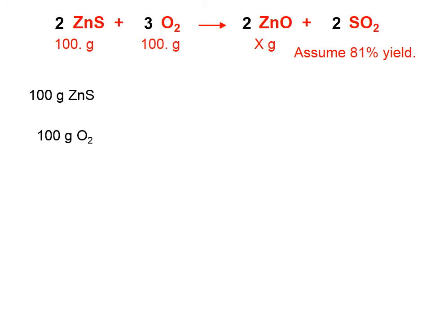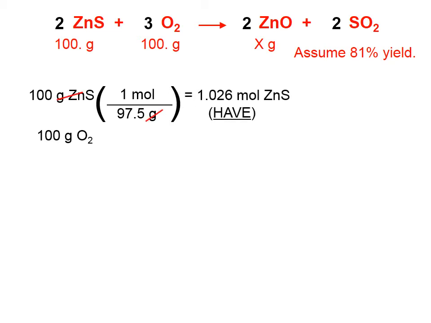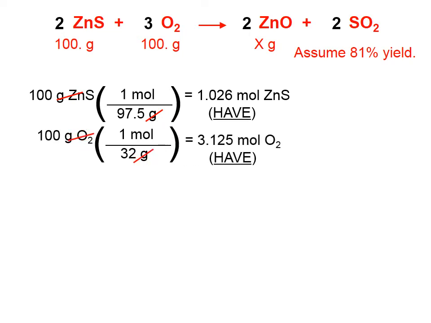We're going to take each of the amounts of reactants and we're going to convert them into moles. The molar mass of zinc sulfide is 97.5 grams, which means the number of moles of zinc sulfide that we have is 1.026. We're going to do the same thing with grams of oxygen. The molar mass of O2 is 32. 100 divided by 32, 3.125 moles of O2. Again, whenever I do limiting reactant problems, I like to write the word "have" under the number of moles.